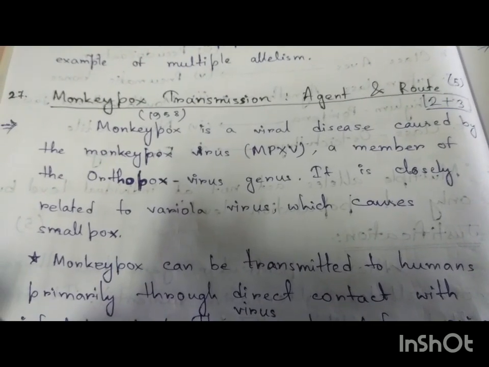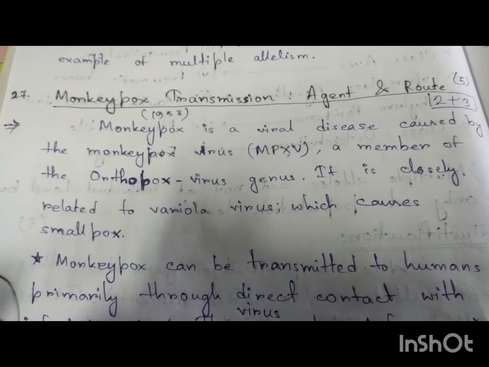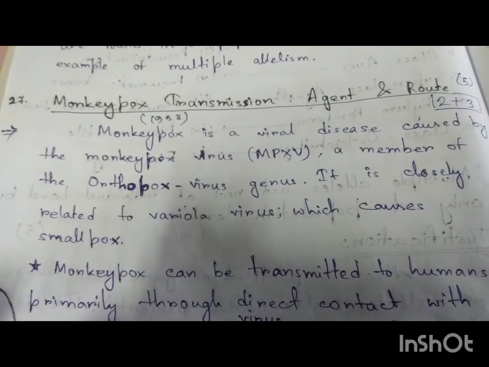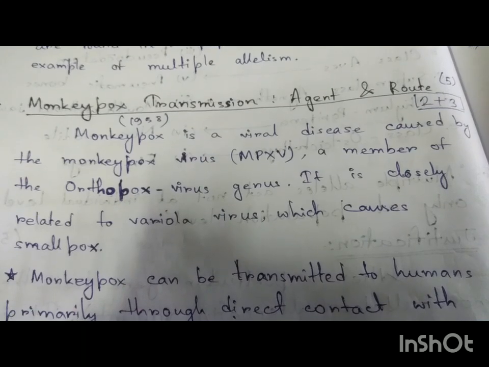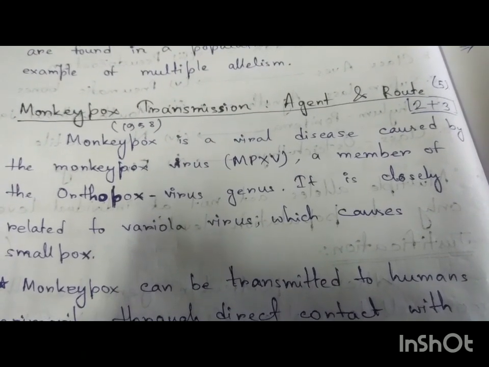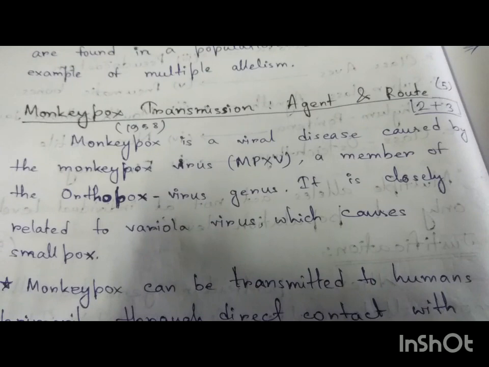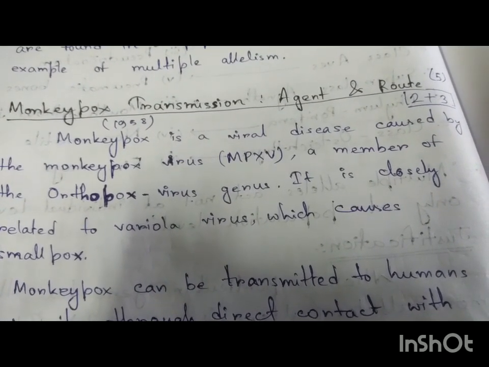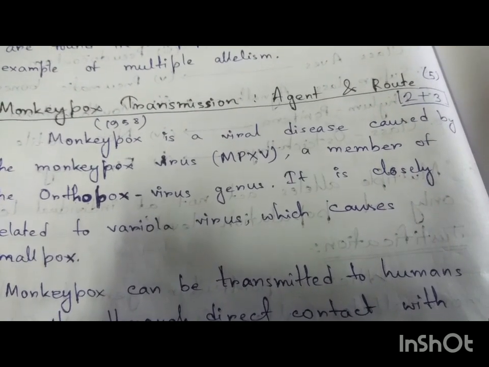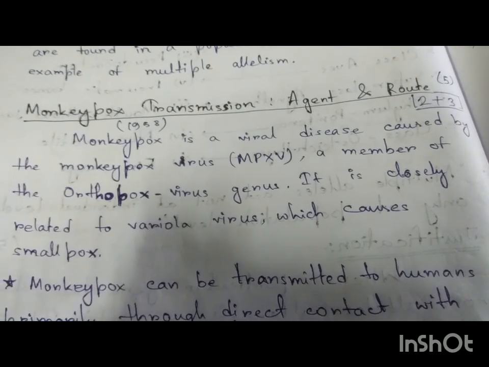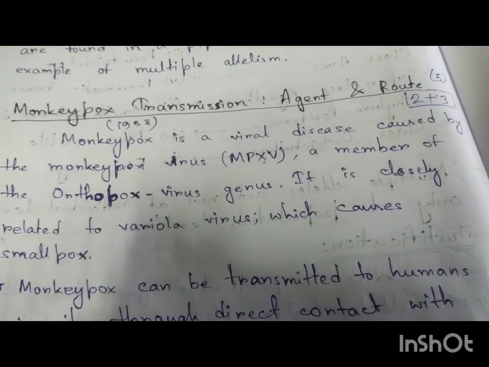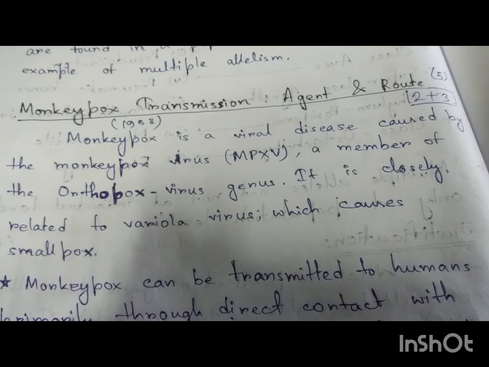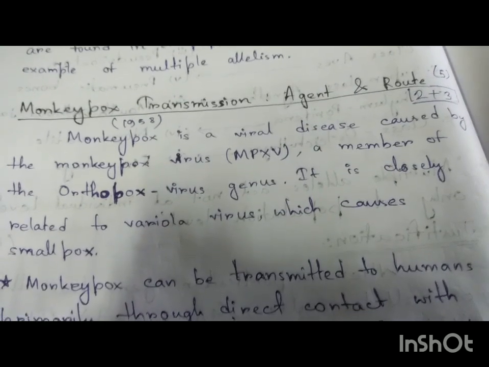The next question is: what is the causative agent of monkeypox and how can it be transmitted to humans? So here is the answer. Monkeypox is a viral disease caused by the monkeypox virus, MPXV, a member of the orthopoxvirus genus. It is closely related to variola virus, which causes smallpox.